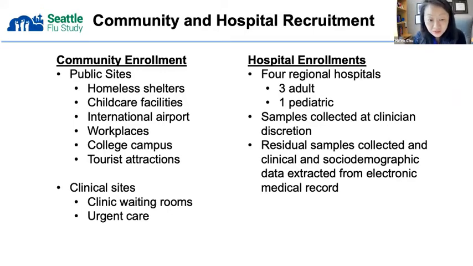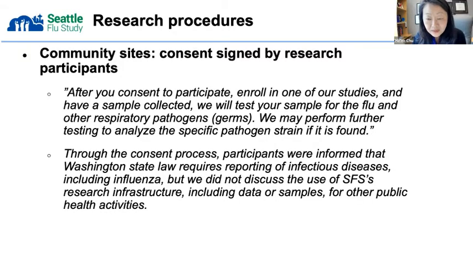However, the issue that came up, and I'll show it to you in the next slide, is that the consent form didn't specifically say we were going to test for SARS-CoV-2. And the reason for that is because when we developed the consent form, when we were doing the study, it wasn't a pathogen that existed. And so we weren't able to write that into our consent form. So our consent form instead read like this: after you consent to participate, enroll in one of our studies and have a sample collected, we will test your sample for the flu and other respiratory pathogens, germs. We may perform further testing to analyze the specific pathogen strain if it is found.